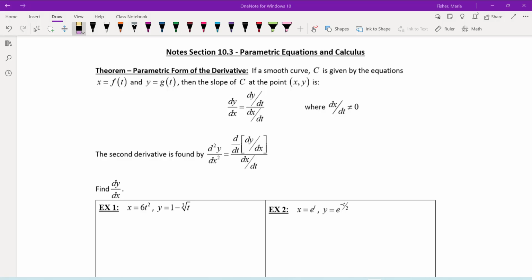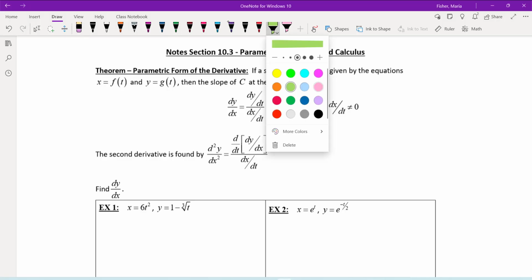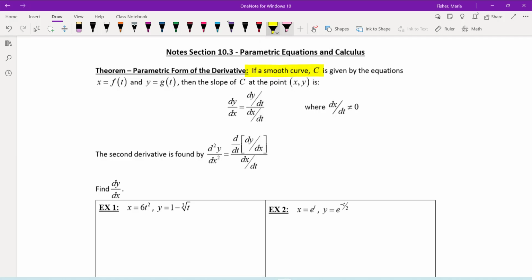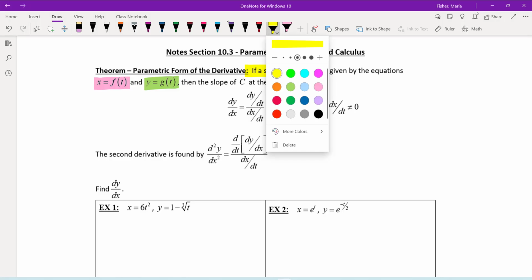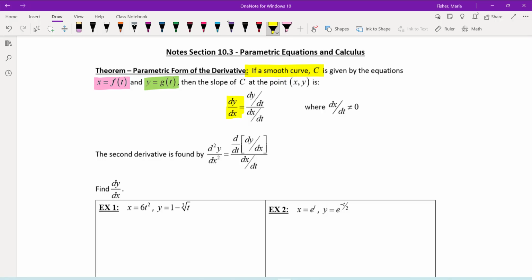Let's start with the derivative. We say that if we have a smooth curve C given by the parametric equations x equals f of t and y equals g of t, then the slope of that smooth curve C at a point (x, y) is equal to dy/dx, which is dy/dt divided by dx/dt. And this is going to be where dx/dt doesn't equal 0. So the derivative of a parametric equation dy/dx is equal to dy/dt over dx/dt.